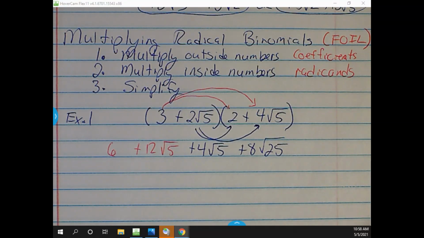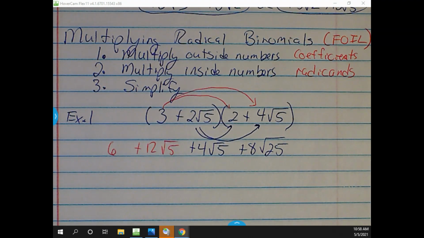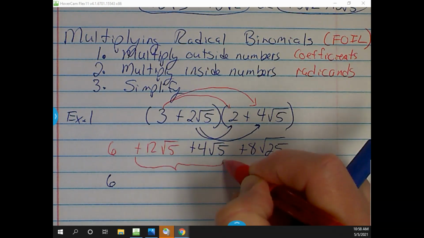Okay, and then from there, we've done the 1 and 2 steps. So now we're down to step 3. You've got to do some simplifying. Nothing you can do with a 6. It's good to go. But you do have 12 square root of 5 plus 4 square root of 5.